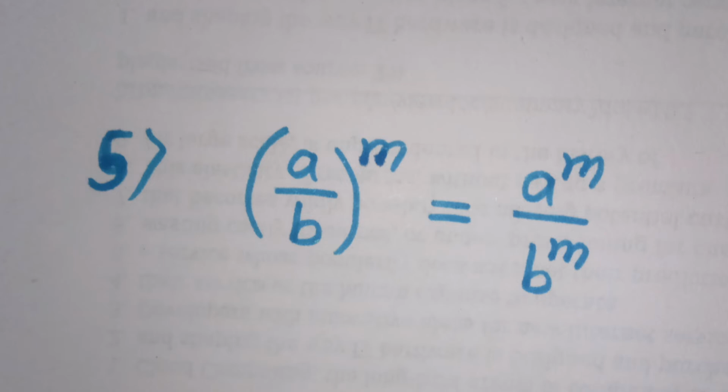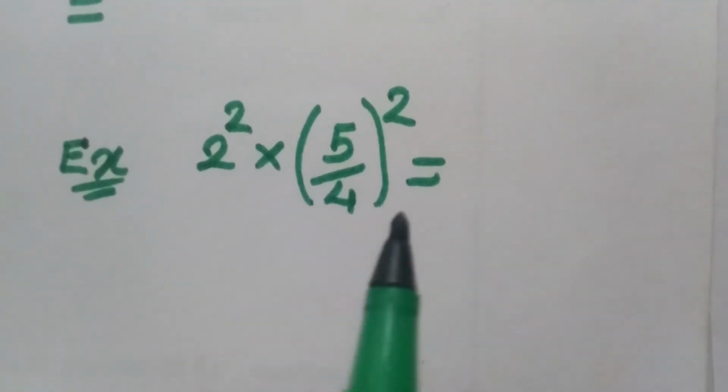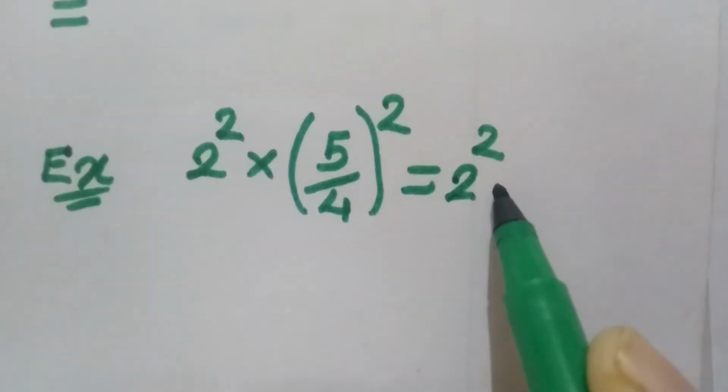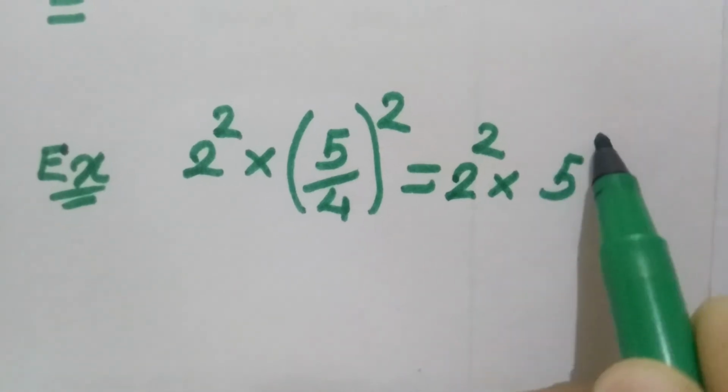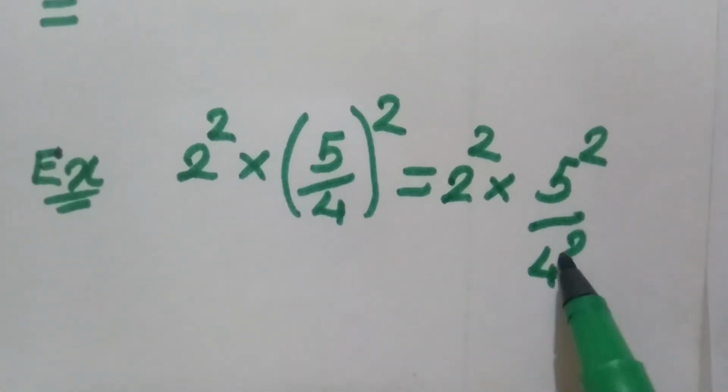Fifth one, a by b whole raised to the power m is equal to a raised to the power m divided by b raised to the power m. That is, if we have a term in the form of division and a common power, then we can separate their powers also. For example, 2 square into 5 by 4 bracket square. Here for 5 by 4 bracket square, I am separating the power, we get 5 square divided by 4 square.